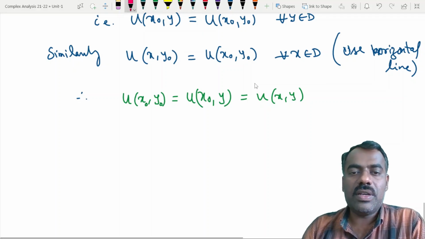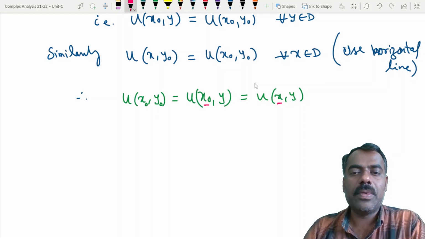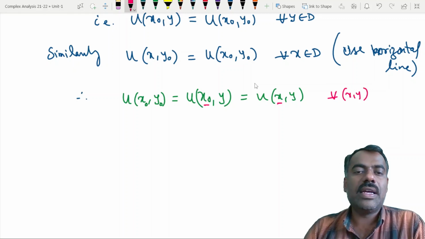Here only this is changed, right? In this one the second one is changed and here the first one is changed. Okay, so this is true for any given (x, y), right? Any problem?